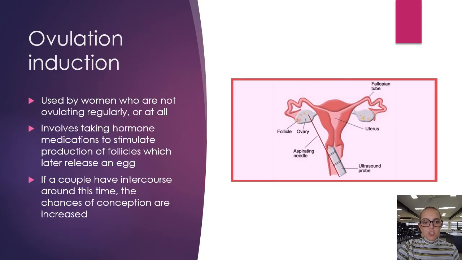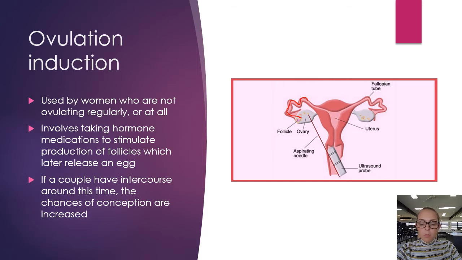Okay, now ovulation induction. This is a treatment that's more around issues with a woman being able to ovulate normally. So ovulation is the process that happens each month where an egg is released from the ovary. And when the egg is released, it goes down into the fallopian tube here, and it stays here for a couple of days where if there are sperm present, fertilization can occur.